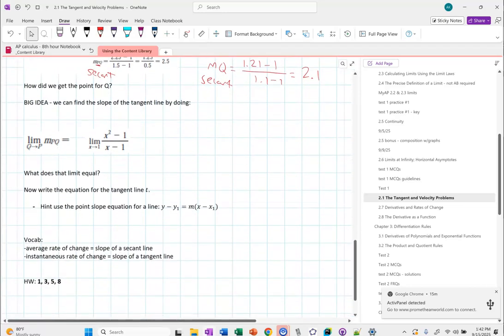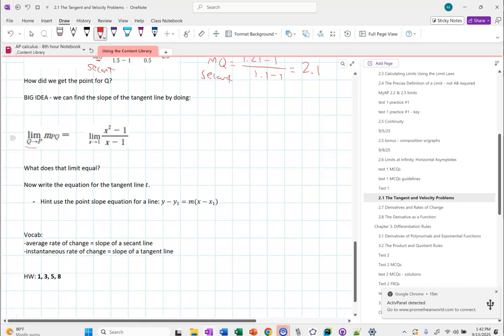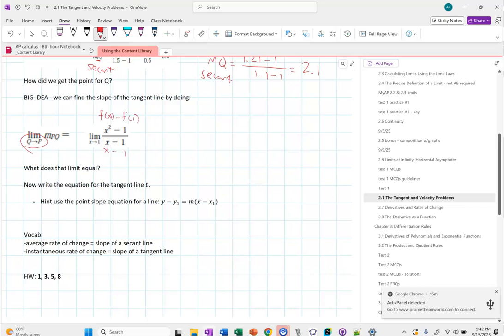So the big idea is we can find the slope of the tangent line by just looking at the limit as Q approaches P of that difference quotient. In this case, I can just look at the x value, where the limit as x approaches 1 of f of x minus f of 1 over x minus 1. Make it a little bit more general, so it's not specific to x. Now, what did we say that limit was? It looked like 2, right? That's what we observed above.